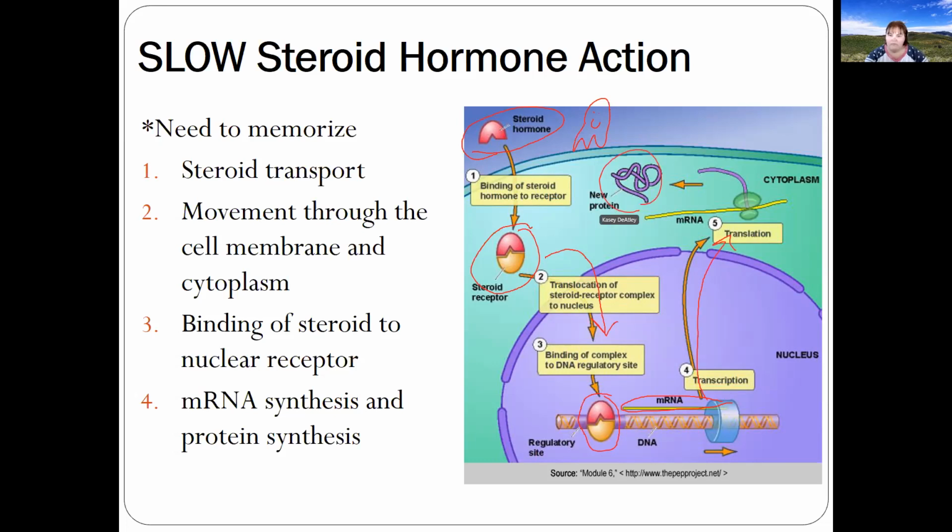All right, so the 4 steps that I need to make sure that you guys know are: 1 is steroid transport, okay? 2 is movement through the cell membrane and into the cytoplasm. So this whole guy right here is like number 2. 3 is binding of the steroid receptor to its nuclear receptor. And then 4 is mRNA and protein synthesis. So that's kind of like all of this down here. Okay, so 1, 2, 3, 4.